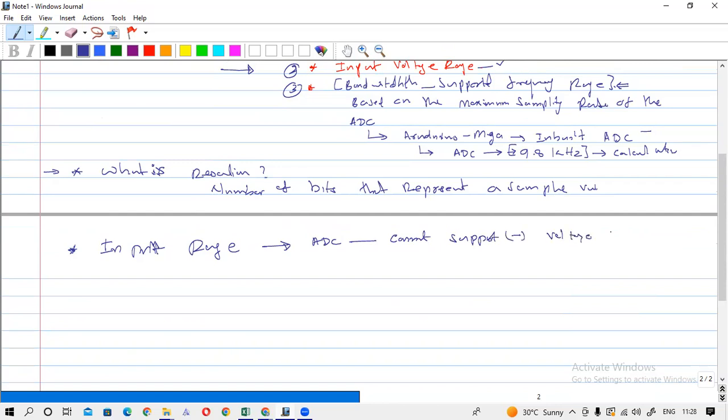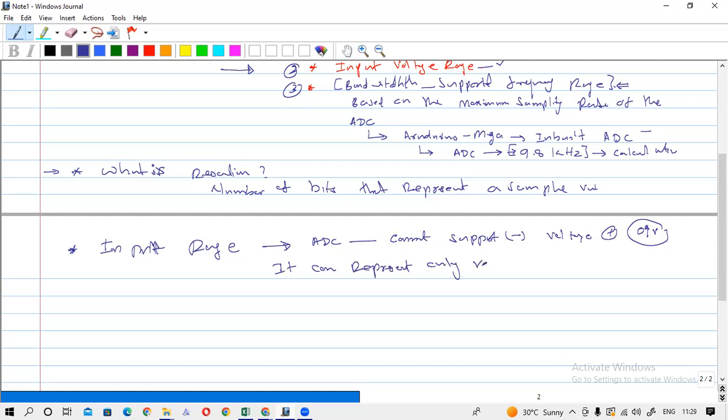It can support only plus voltage, that is more than zero. Minus voltage it can't support. It can't sample the minus value. It can sample, but it can't represent the minus voltage value using the bits. It can represent only plus values.